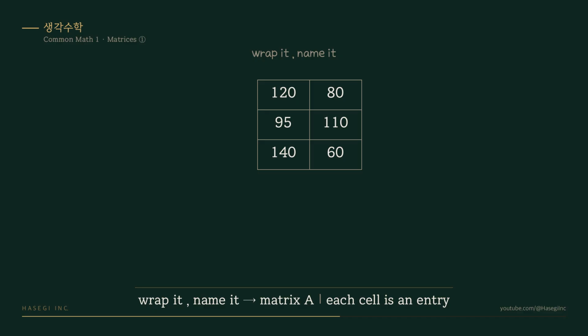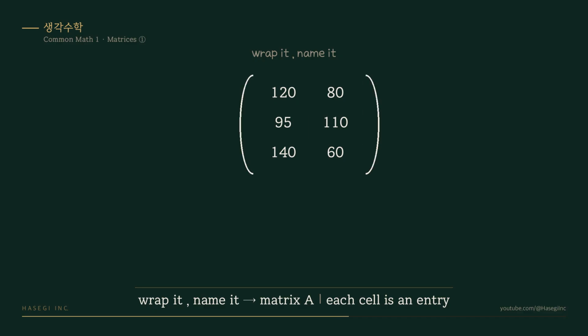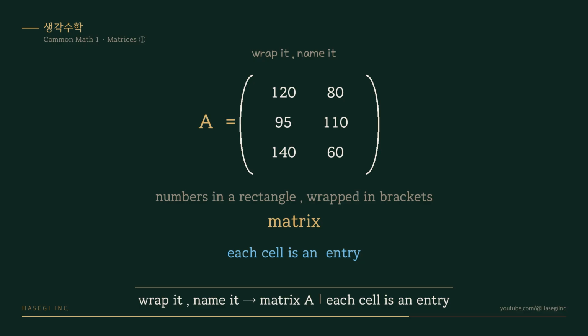Now, the decisive step. We wrap the table in brackets and give it a name. Let's call it capital A. It is no longer 6 numbers. It is one object called A. An array of numbers laid out in a rectangle and wrapped in brackets is called a matrix. Each single cell is called an entry.